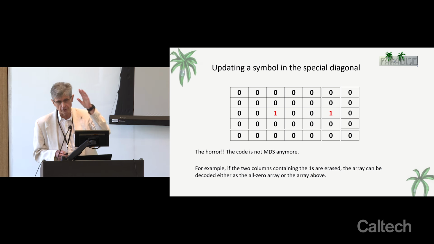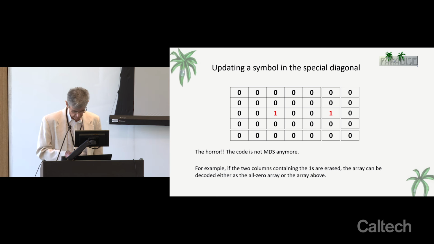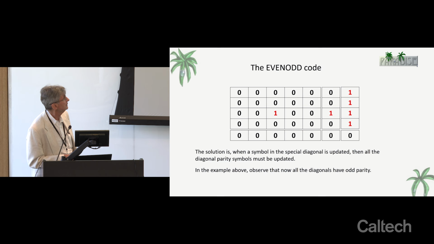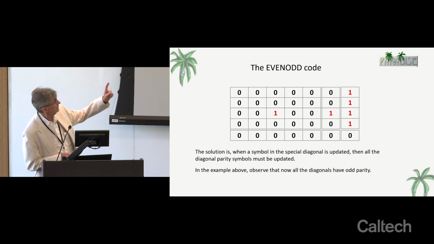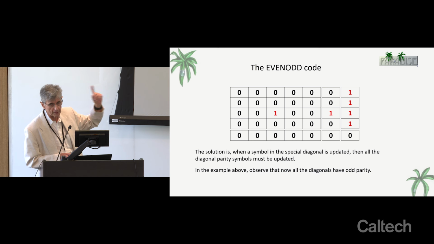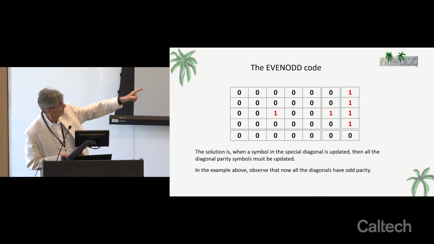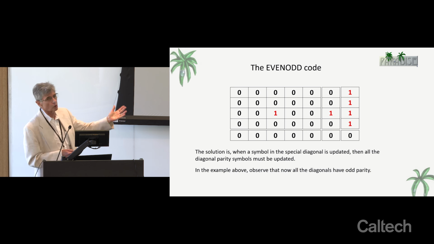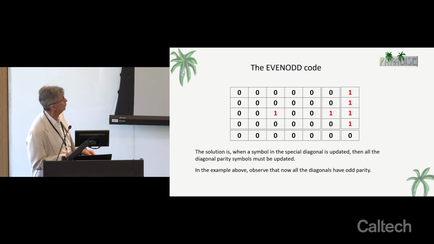I started thinking all kind of nonsense as usual, but nothing worked. But 24 hours later, we solved it. And what we had to do is in the special diagonal, if I update a symbol, I have to update all the symbols in the second parity. And that solves the problem. I'm not going to go into proofs of that.